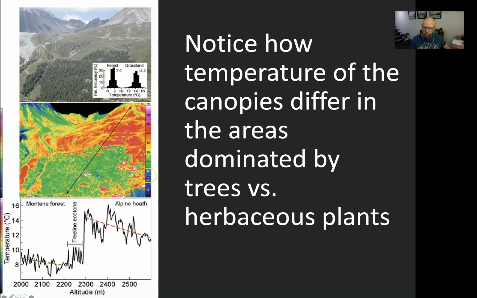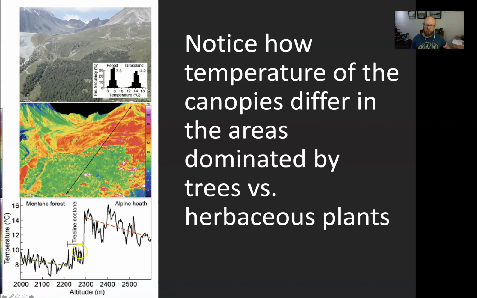What you notice in the center picture is an infrared image. The yellows, oranges, and reds are higher temperatures than the blues and greens. This image in the middle corresponds with the picture on the top. In the alpine areas where there are no trees, the temperature of the canopies is actually warmer than the forested areas, which is a bit weird because the alpine areas are higher elevation, so they should be colder. Indeed, the air temperature is colder, but the actual temperature of the plants themselves is colder at lower elevation. So it's the opposite of what we would expect.